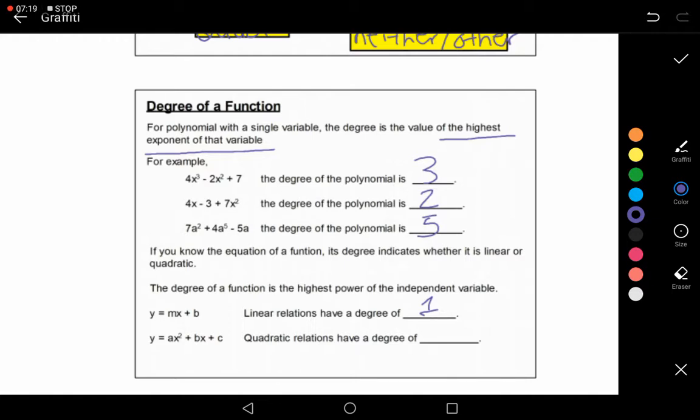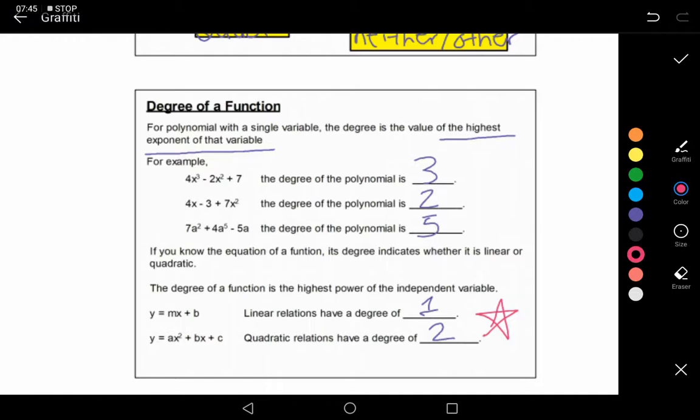Okay? If we have an equation in the form y equals ax squared plus bx plus c, this is a quadratic relation. They are always going to be of the degree 2. Okay, so definitely make sure you write that down there. Linear relations are to the degree 1. Quadratic relations are to the degree 2.